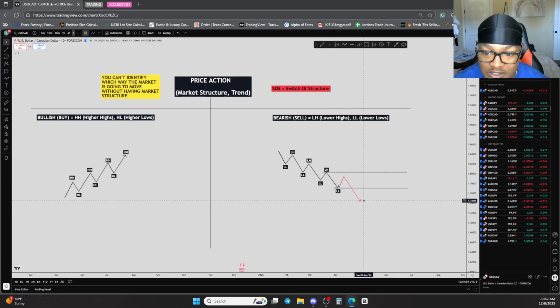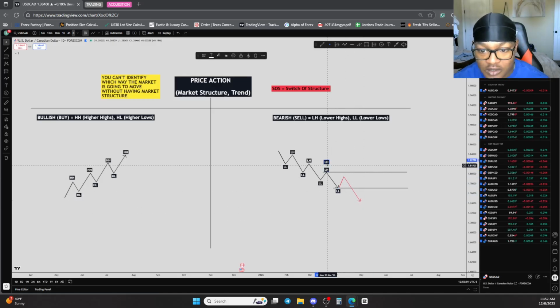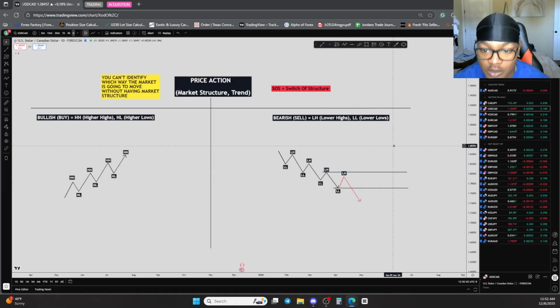So as soon as we see this in the market, we can then mark this off as being our new lower high, because this is the last high point that established this break of structure. And now we have a new lower low. You see how that works out?